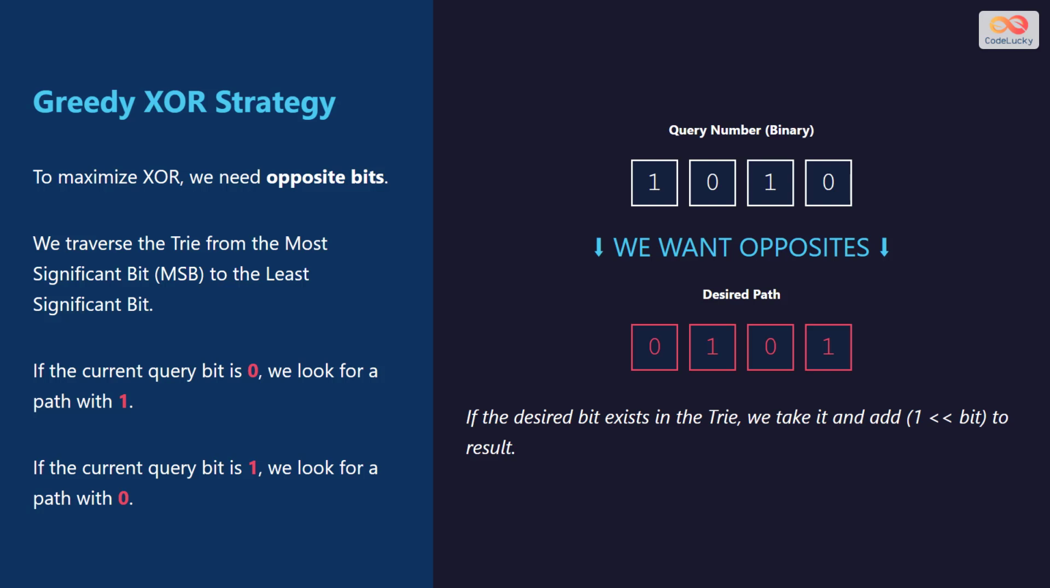Using the trie, we can find the maximum XOR greedily. Starting from the most significant bit, if the query bit is 0, we try to go down the path for 1, and vice versa. This greedy choice ensures we maximize the value at the highest magnitude positions first.